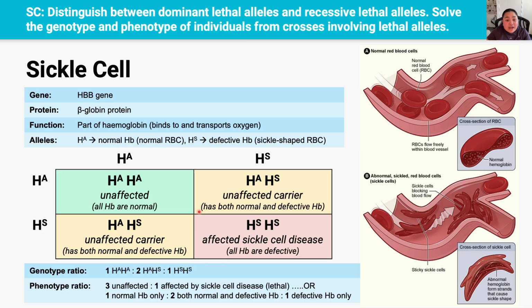2 out of the 4 are unaffected but produce both types of hemoglobin, the normal and the defective, at the same time. And they're also genetic carriers of the disease. So this means that the HA and HS alleles are codominant because both alleles are expressed together equally and independently in the heterozygote. And finally, 1 out of the 4 outcomes is affected by sickle cell disease because all of their hemoglobin is defective. Since 2 copies of the HS lethal allele are needed for lethality, we know that this is a recessive lethal allele because death only occurs in the homozygous condition.